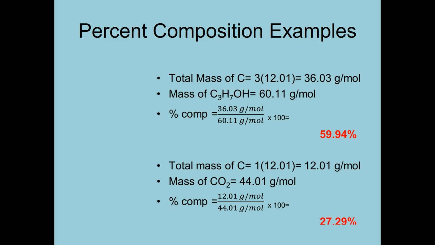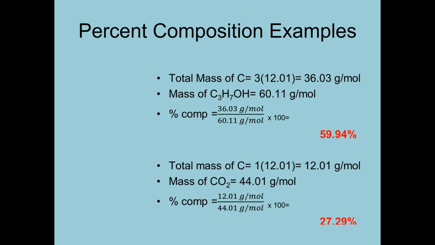So the mass of carbon is 3, because we have 3, times 12.01 off the periodic table, which equals 36.03 grams per mole. Once again, we're only concerned about carbon. That's all the question asks us about. The total mass of C3H7OH is 60.11 grams per mole. So we're going to take 36.03, divide it by 60.11, and multiply it by 100 to get 59.94% carbon in that molecule.